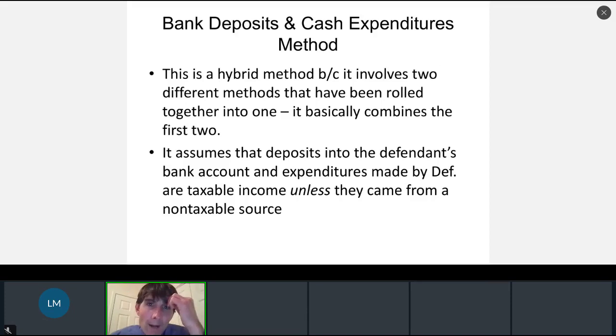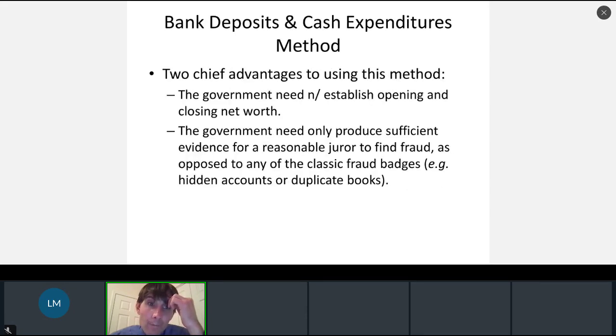Now we turn to the bank deposits and cash expenditures method. This is what's called a hybrid method because it involves two different methods that have been combined or fused together into one. It basically combines the first two. It assumes that deposits into the defendant's bank account and expenditures made by the defendant are taxable income unless they came from a non-taxable source.